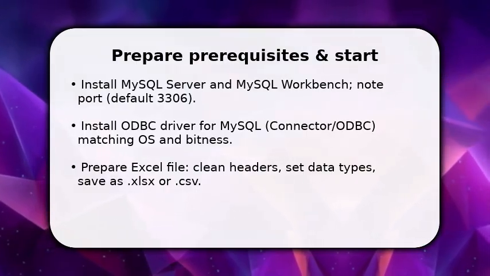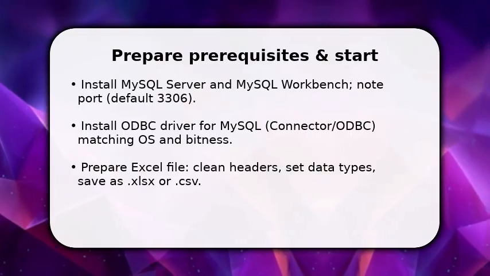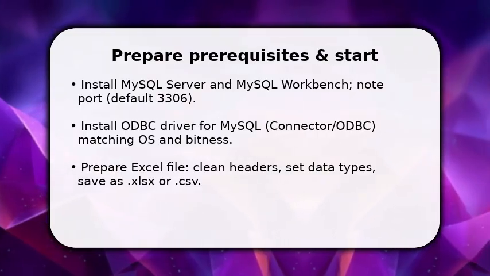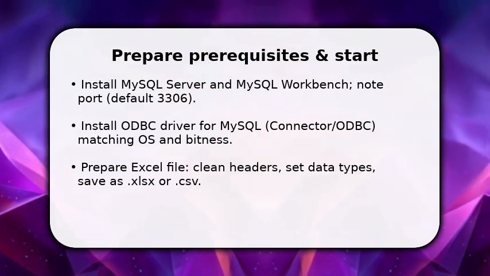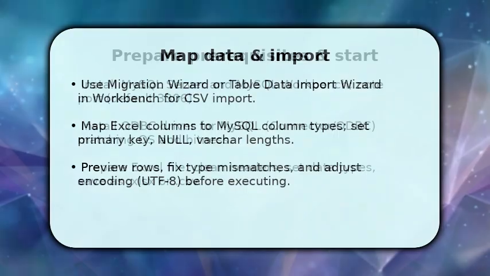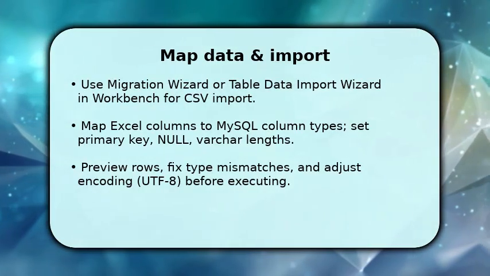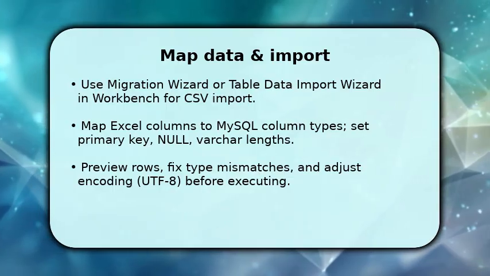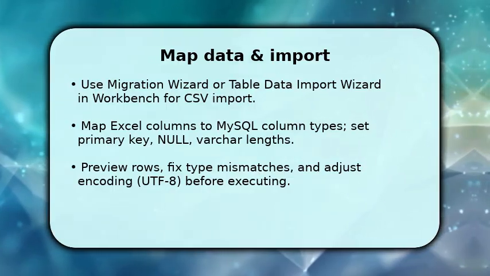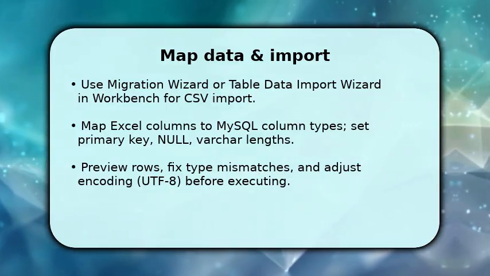Now open Workbench and select the Data Import/Restore or the Migration Wizard so you can start mapping the Excel data to your MySQL schema. Once in the wizard, choose your CSV, or connect via ODBC if you kept XLSX, and select the source table. You must explicitly map each Excel column to a MySQL column and pick appropriate types.